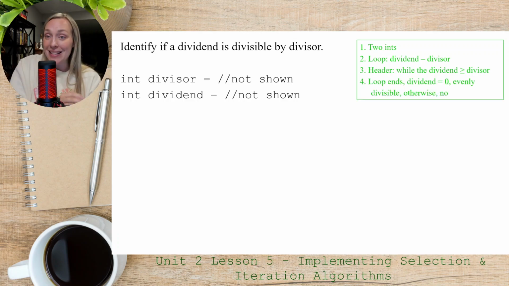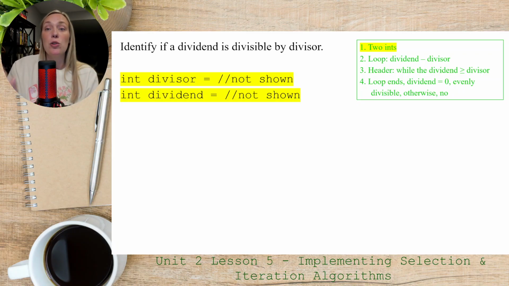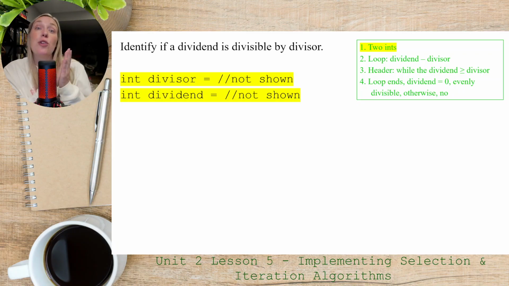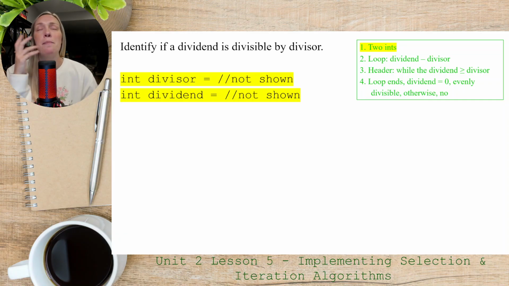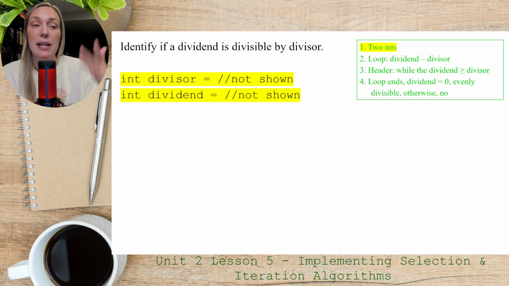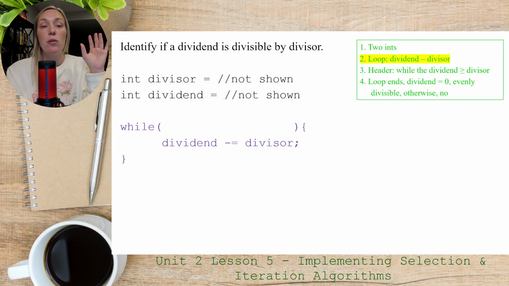When the loop ends, if the dividend was equal to 0, we said evenly divisible. Otherwise, it's not evenly divisible. Okay, so those are my 4 pseudocode steps. So just kind of quick steps that I can write out to make sense of the code I'm about to write. So my 2 ints were already written for me, and these are the words I want to use in my algorithm. Then I'm going to write my loop.